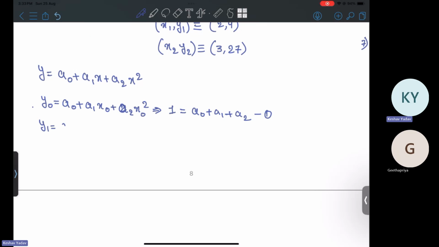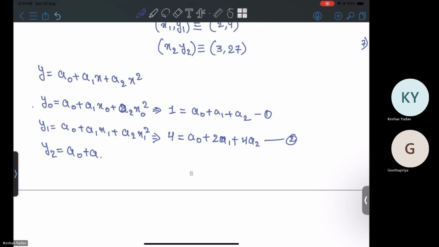Similarly, y1 will be equal to a0 plus a1 x1 plus a2 x1 square. That will lead to 4 equal to a0 plus 2a1 plus 4a2, as x1 equals 2. This is my equation 2. Then y2 will be equal to a0 plus a1 x2 plus a2 x2 square. Y2 is 27 and x2 is 3, so this will be a0 plus 3a1 plus 9a2. This is my equation 3.